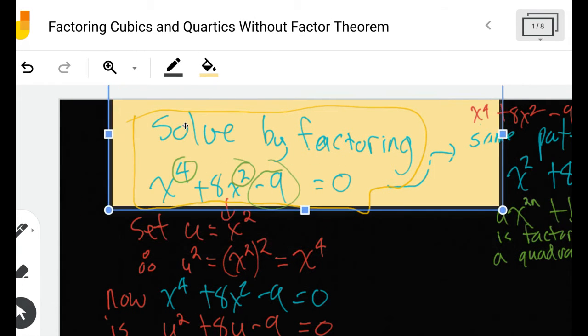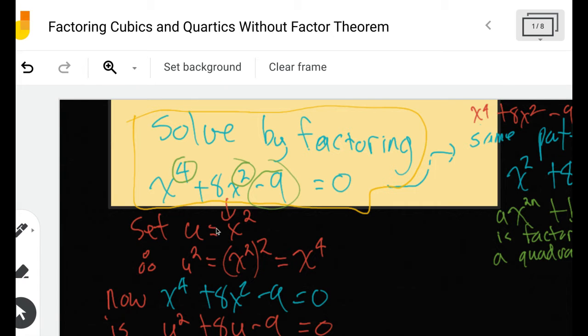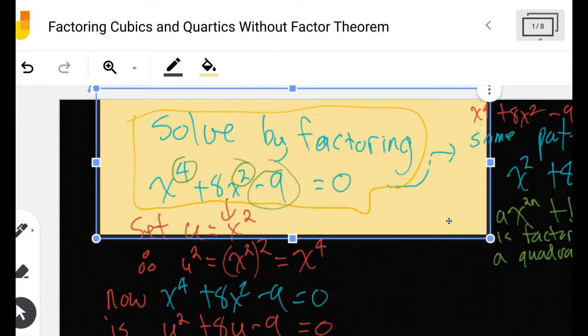Okay, so what we always do though, you'll remember that this term here, the 8x squared, that's always our x term in a quadratic, right? Normally we'd have x squared plus 8x minus 9. So what we want to do is take that 8x squared and make that our x term. Well, we've used substitution before. We're going to do it again.